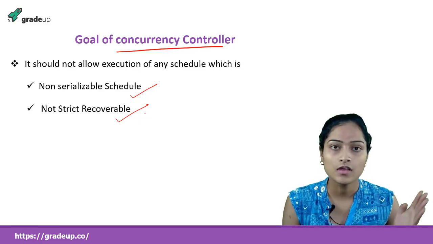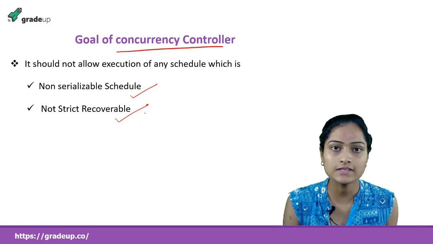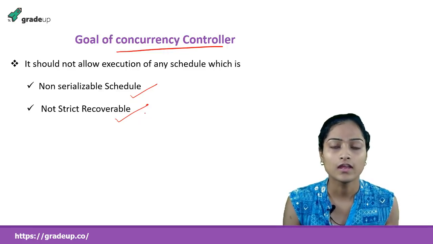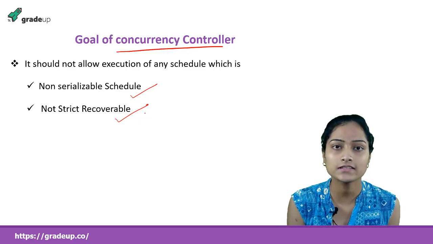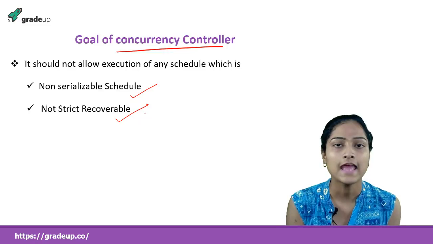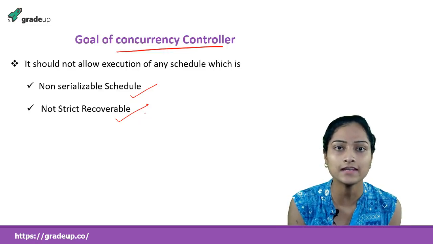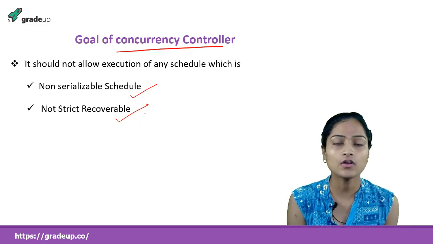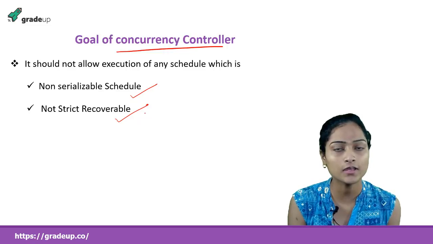We just know how to check whether a schedule is serializable or not. And how we are going to achieve this thing in our system is by using locking protocols. And this is the reason we are studying locking protocols. So let us actually start with locking protocols.